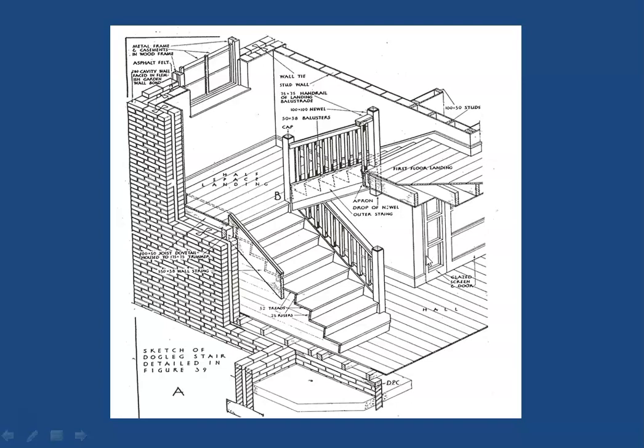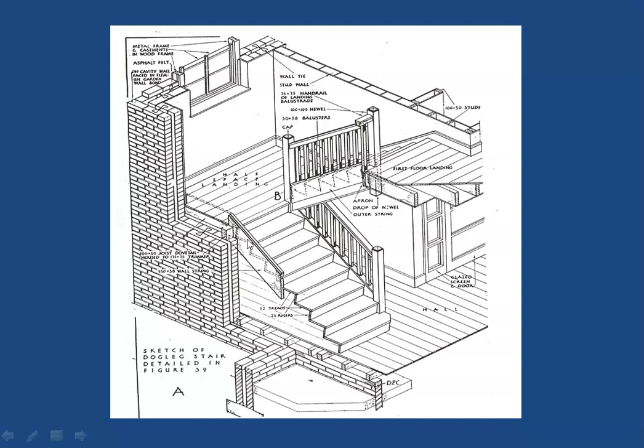Now here you are seeing a more detailed view of a dog leg stair. As you can see, there is one flight which is going up like this, then there is a half landing, or it is also called a mid landing, and then there is another flight. You go to the first landing or the floor landing.